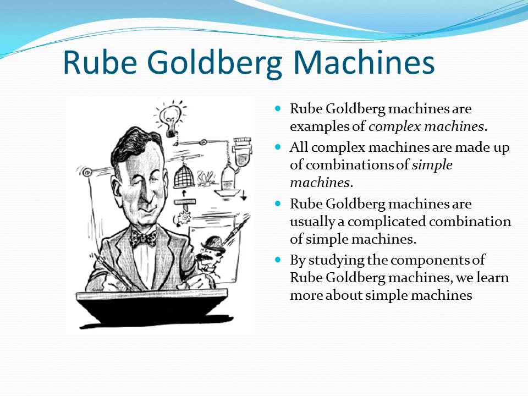Rube Goldberg machines. Rube Goldberg machines are examples of complex machines. We have discussed the simple machines in the previous section. All complex machines are made up of combinations of simple machines. Rube Goldberg machines are usually a complicated combination of simple machines. By studying the components of Rube Goldberg machines, we learn more about simple machines.